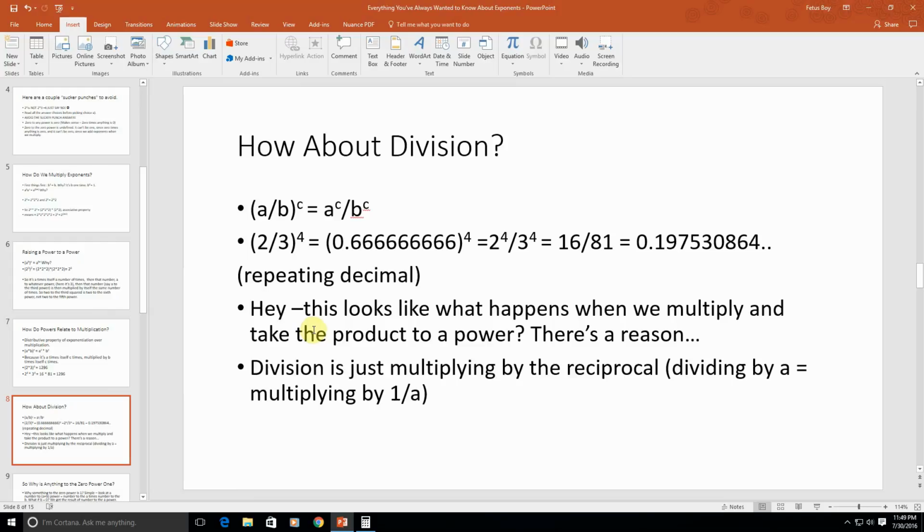Okay, so hey, this looks exactly like what happens when we multiply and take a product to a power. There's a reason, because division is just multiplying by the reciprocal. So dividing by a is really the same as multiplying by 1 over a, as I'm sure you learned with fractions.